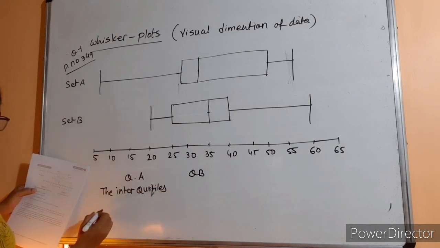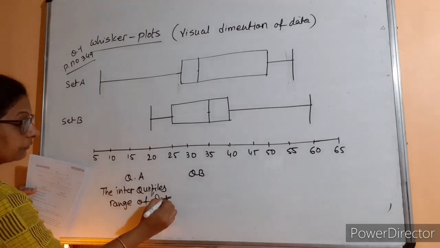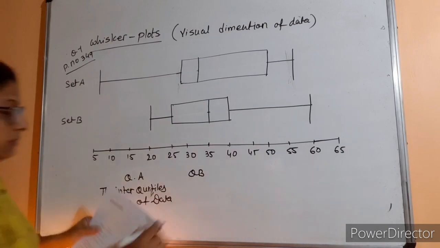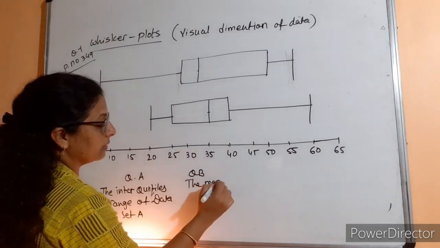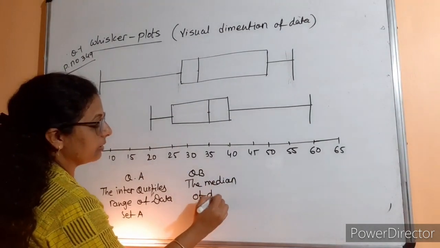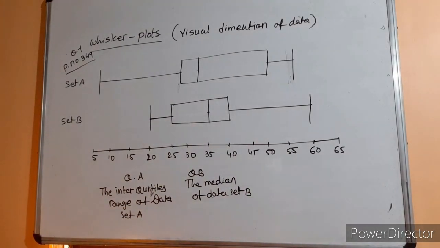Here is the interquartile range of data set A, and this is the median of data set B. Here is the given interquartile range of the data set and this is the median of the data set. First we'll write all the values, right?